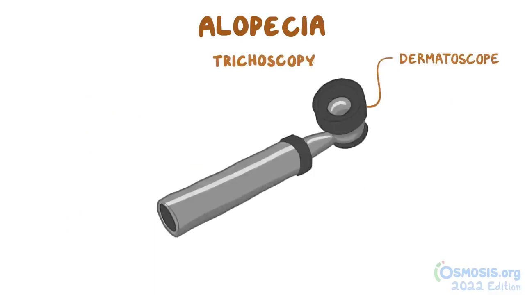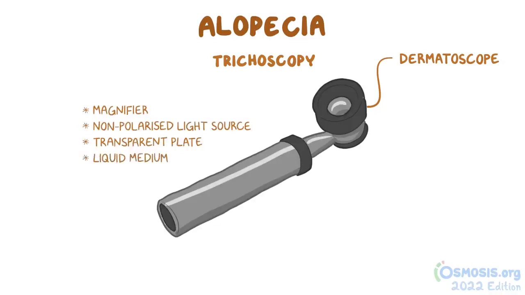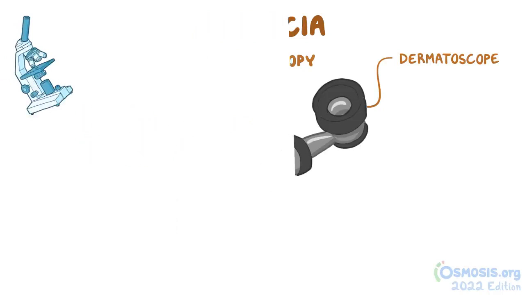A non-invasive method of examining hair and scalp is trichoscopy, which is performed with the use of a dermatoscope. This traditionally consists of a magnifier, a non-polarized light source, a transparent plate, and a liquid medium between the instrument and the skin. In some cases, diagnostic techniques like microscopic examination of cut or plucked hair fibers and scalp biopsies can provide additional information.